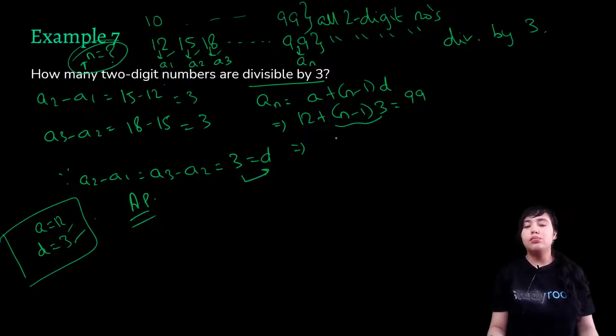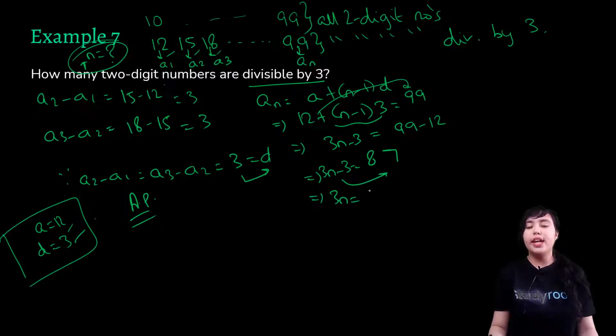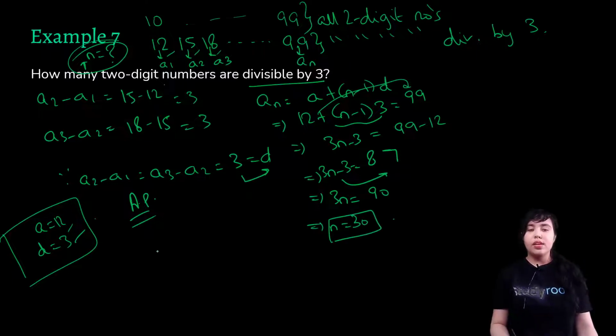So let's just open the brackets. You'll get 3n minus 3. Shift this 12 over here. So it becomes minus 12. So you have 99 minus 12, which means 3n minus 3 is equal to 87. Now take this 3 over there, you will get 3n as 87 plus 3, 90. So you get n is equal to 30. So there are 30 two-digit numbers which are divisible by 3.